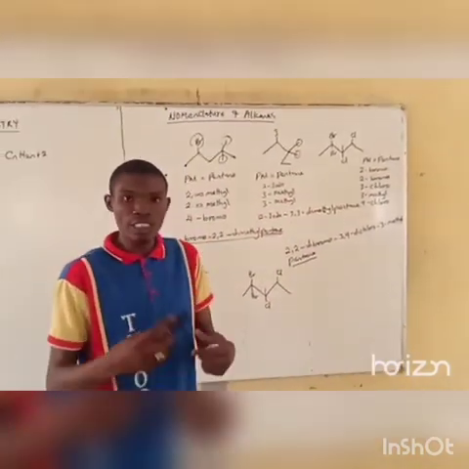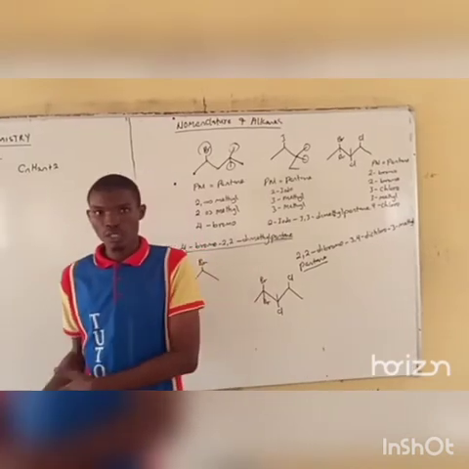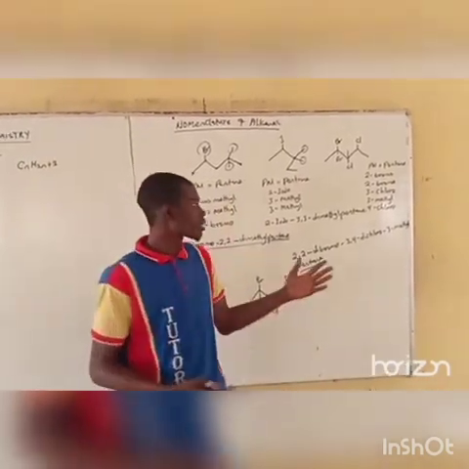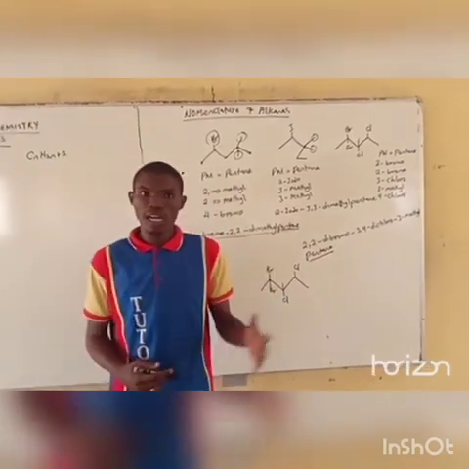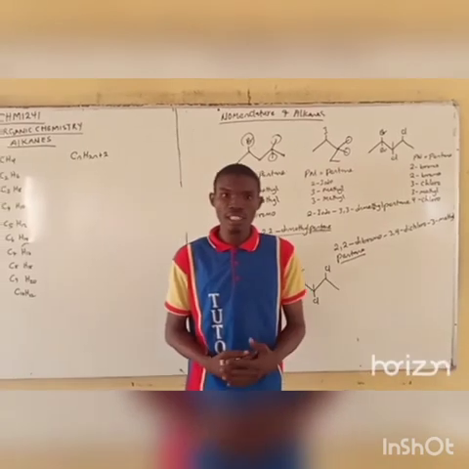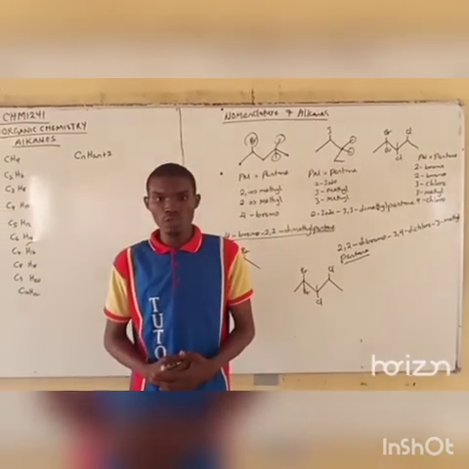So you can be given a name to convert it to a structure, or you can be given a structure to produce the name. So this is the little we can say about the straight chain alkenes. In our next class, we'll talk about cycloalkenes, and then we'll talk about the nomenclature of alkenes.